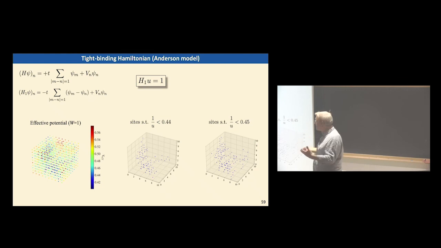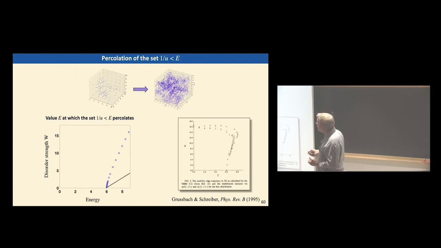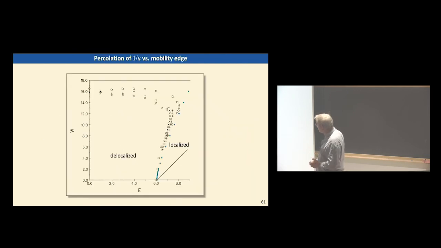And you say, so this is sort of the classically allowed region, but in the language of 1 over u. And you look at that, and you look at when it percolates. So this is the result of numerical simulations with 1 over u, where 1 over u percolates for different values of the disorder. And this is what was known. So you put them one on top of each other, and you have this.